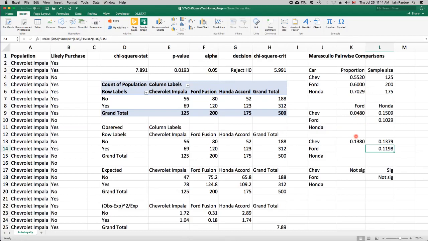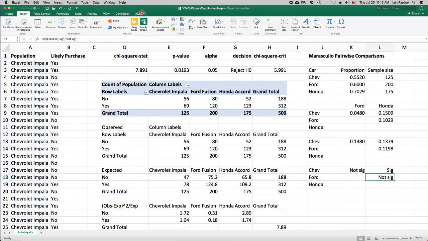And then the decision is if the sample difference is bigger than this threshold, then conclude that there is a significant difference. Otherwise, conclude that there is not. So you can see that for the Ford and the Chev, that sample difference is not big enough to conclude a significant difference. For the Chevrolet and the Honda, it is big enough, so we conclude a significant difference there. And for the Ford and the Honda, it's not quite big enough, so not a significant difference there.